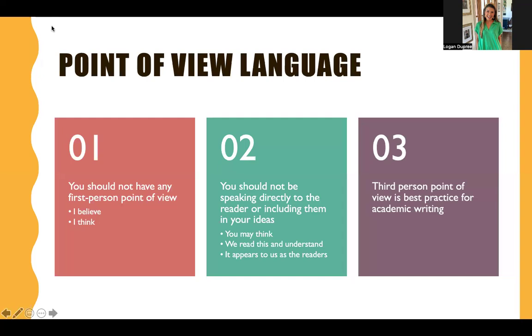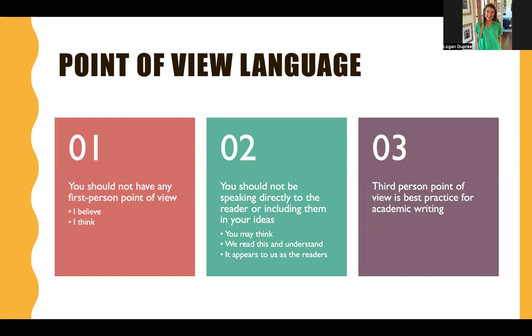The next thing I want to talk to you about is point of view language. And this is really a diction and a word choice issue. Some of you are using first person point of view and you're saying things like, "I believe, I think, I know." And again, we want to keep the focus on the text and not your opinions.